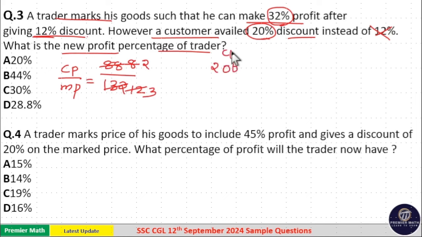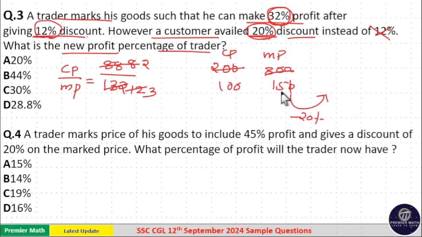Consider cost price as 200, then mark price as 3 into 100, 300. Now if you take ratio, this is 100 and this is 150. And here, first he tried to make it 32% profit by giving 12% discount. But the customer asked for 20% discount. So he has to give 20% discount on this mark price. So 20% discount on 150 is equal to 10% is 15, 20% is 15 into 2, 30. So 150 minus 30 is 120 is the selling price.